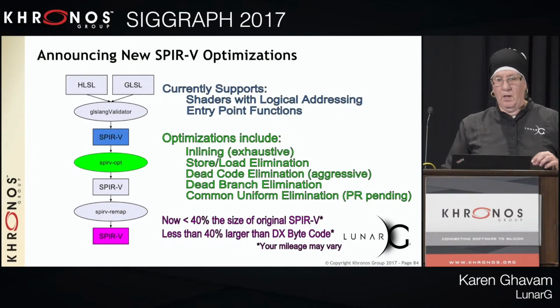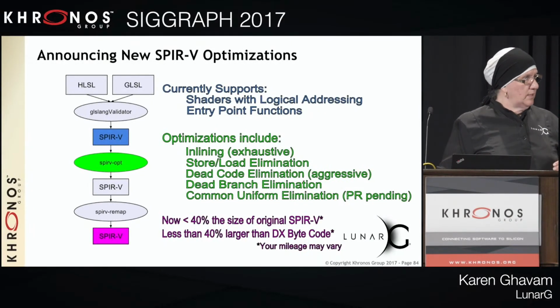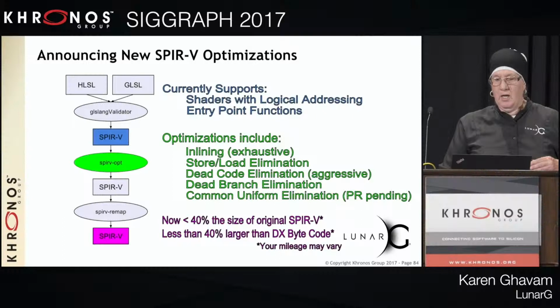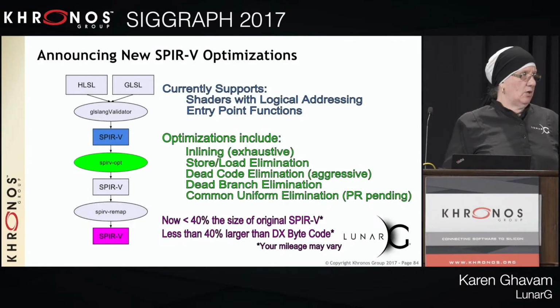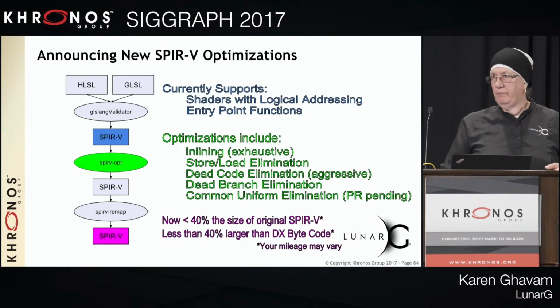What you'll see on the left is a typical workflow of someone coming from HLSL or GLSL to SPIR-V. In spirv-opt, in the middle, we have made some modifications to do these optimizations. The optimizations include inlining, store-load elimination, aggressive dead code elimination, and common uniform elimination.